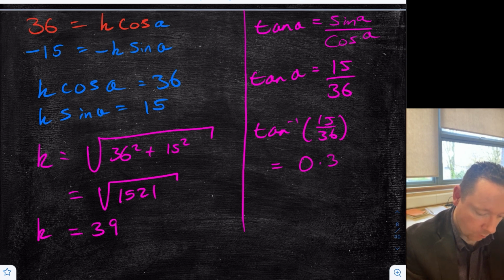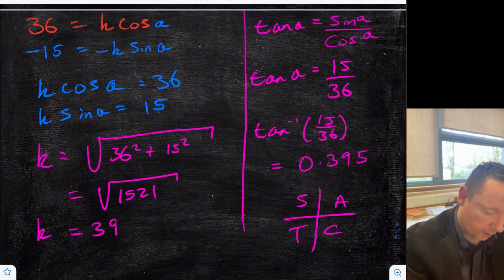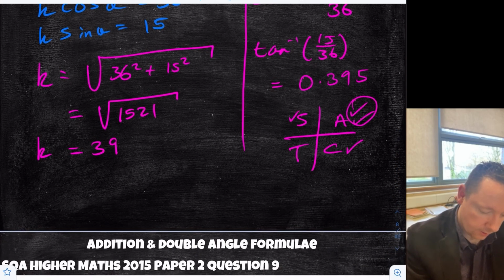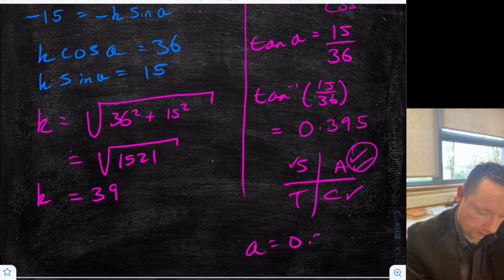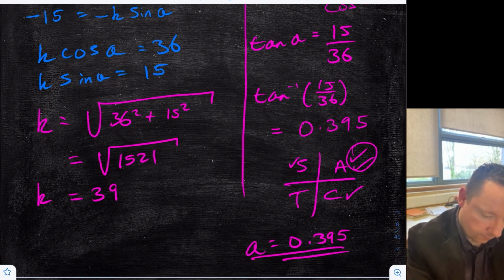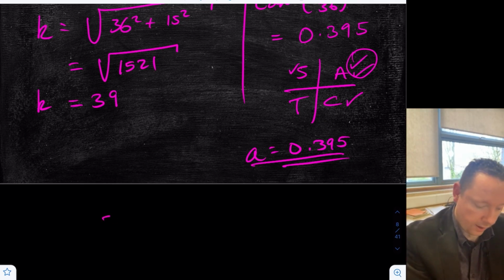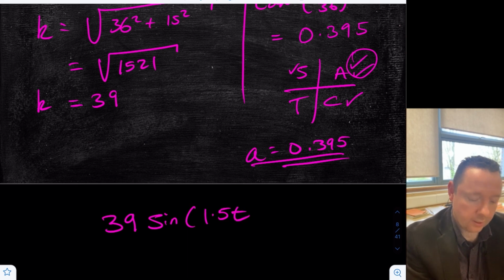And now I just need to check which quadrant our angle is in. So drawing a CAST diagram would help with this. Now remember, we're going back and looking at what cos and sine were. Well, they're both positive. So cos was positive, so that's A and C, and sine is positive, so that's A and S. So I'm in the first quadrant, so that means that a equals 0.395. And therefore, to answer our question, we get 39 sine 1.5t minus 0.395.